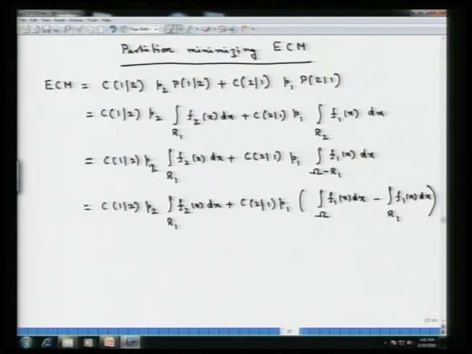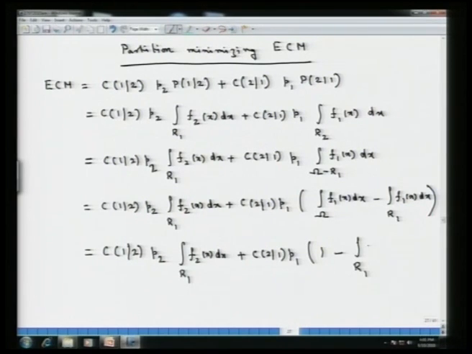Now, this term here is an integral over the entire space omega, and hence this integral would be equal to 1. Hence we can write this expected cost of misclassification in a compact form: the integral over R1 of f2(x) dx, plus this particular term, this into 1 minus the integral over R1, we leave it as it is, of f(x) dx.